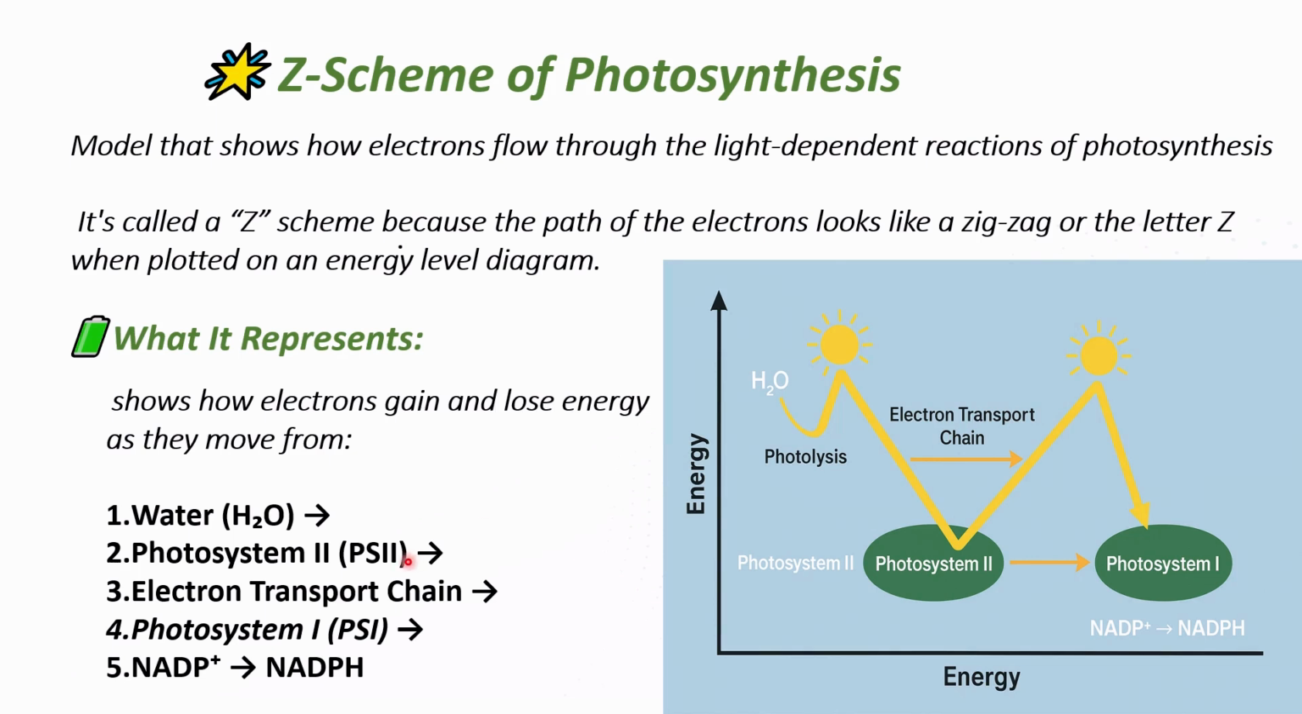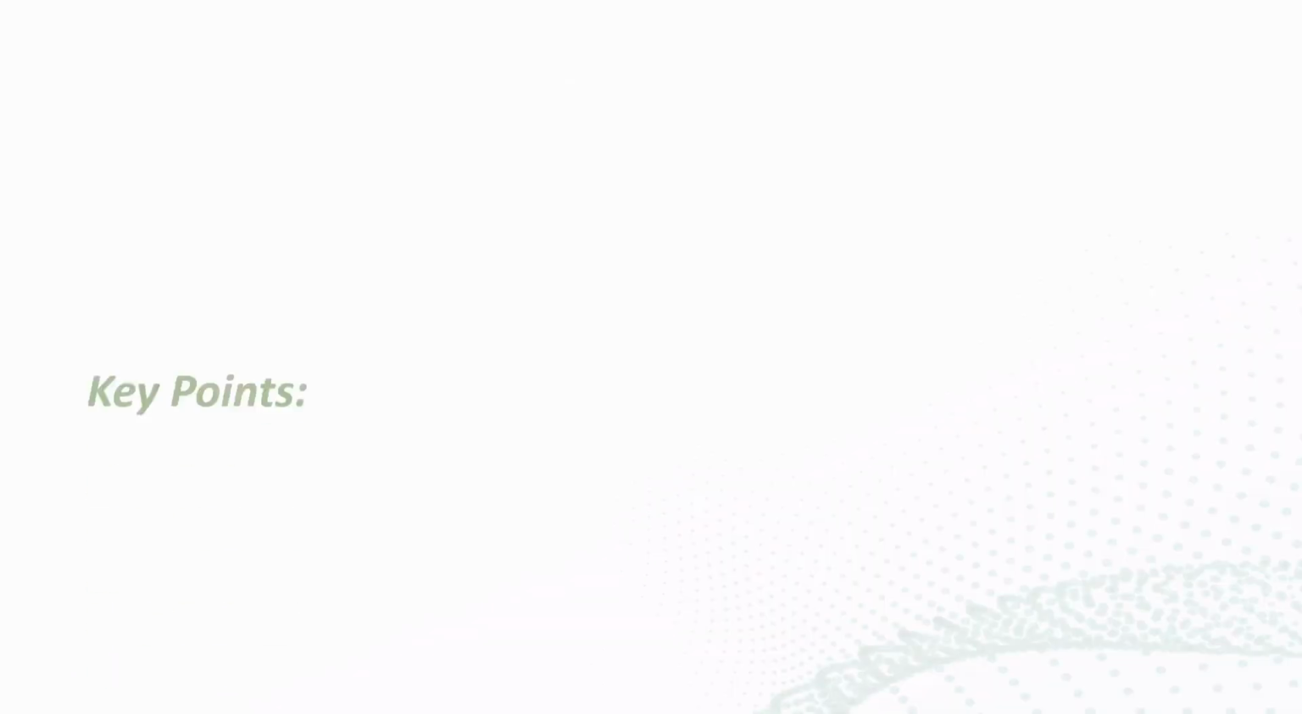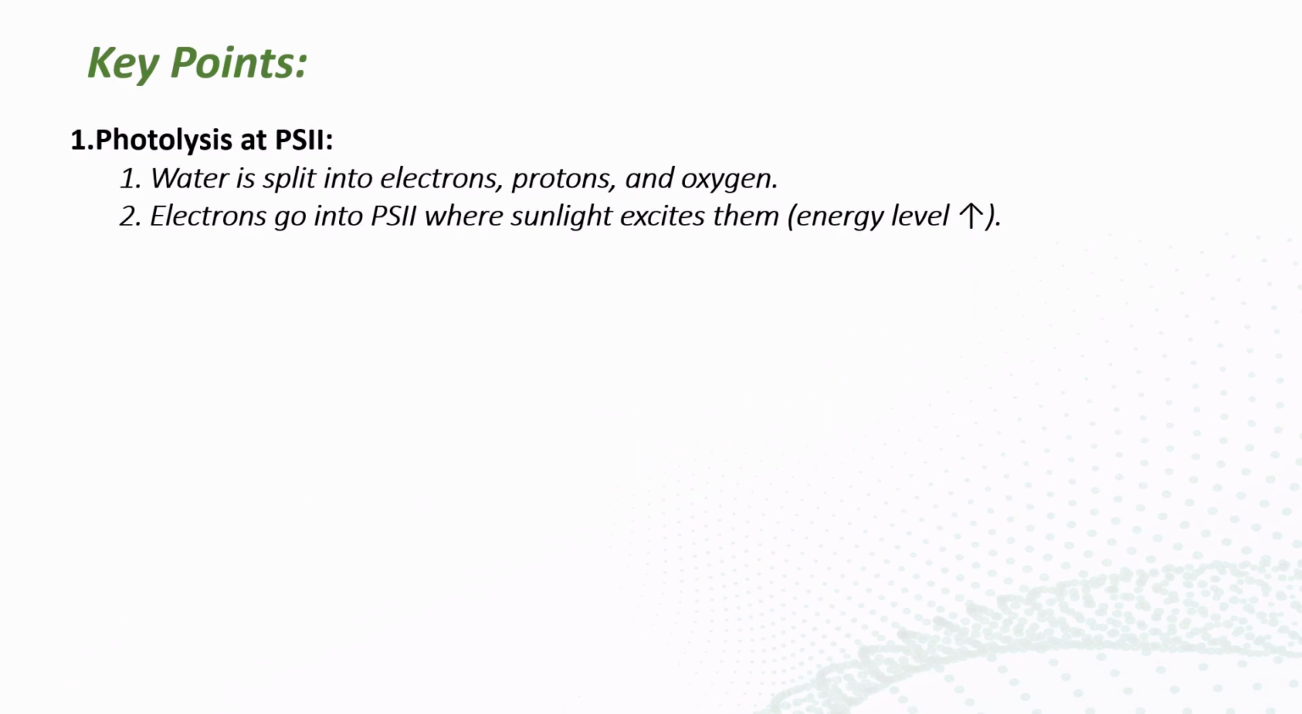Now we'll see in which step the electrons lose energy and in which step they gain energy. Here you can see the key points. In the first one, the photolysis at PS2: water is hydrolyzed and broken into electrons, protons and oxygen, and then the electron enters PS2, where it absorbs sunlight and gets excited, and the energy level is increased. So you can see the gain of energy in the electrons in the first step.